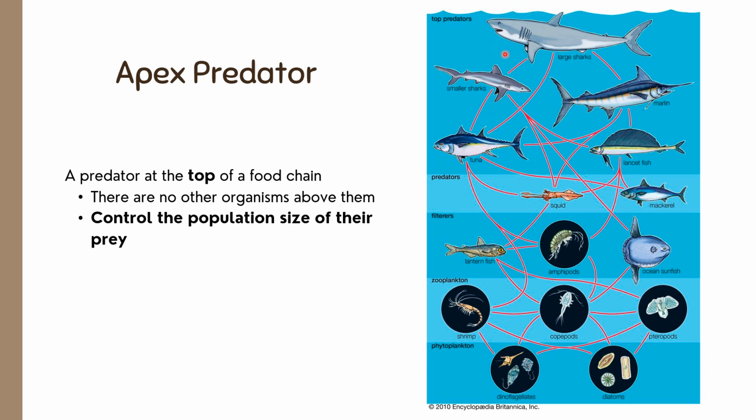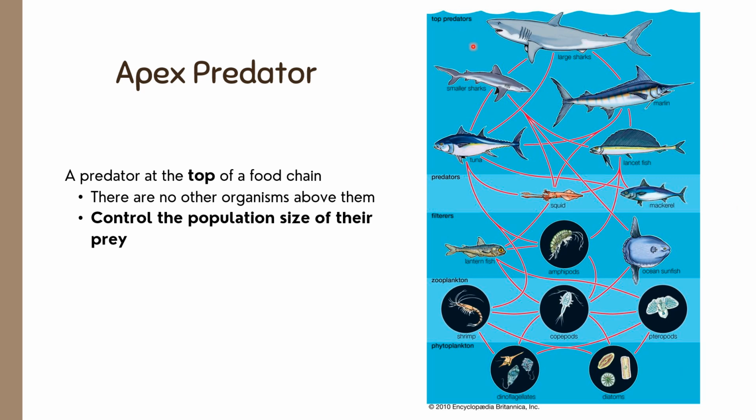So because this shark at the top is eating these smaller sharks, these sharks aren't overpopulated, and therefore they're not eating all the tuna and the lancet fish here and the squid and mackerel and so on. So it is controlling the population size.